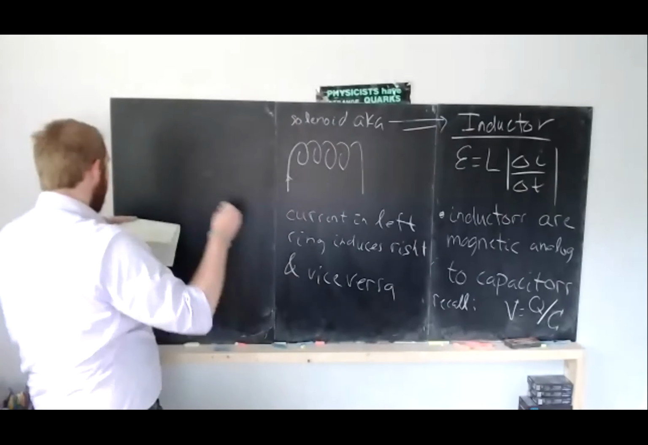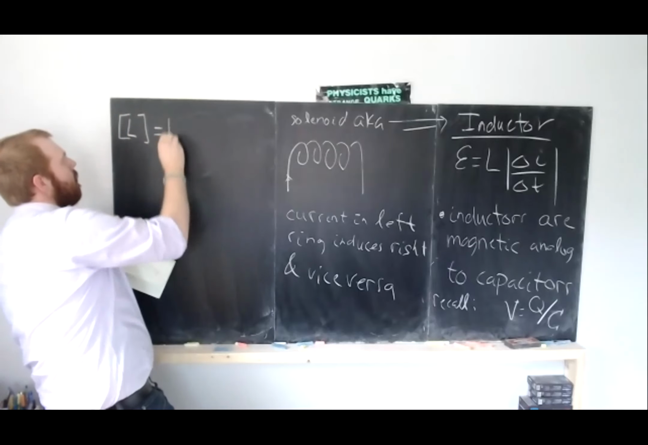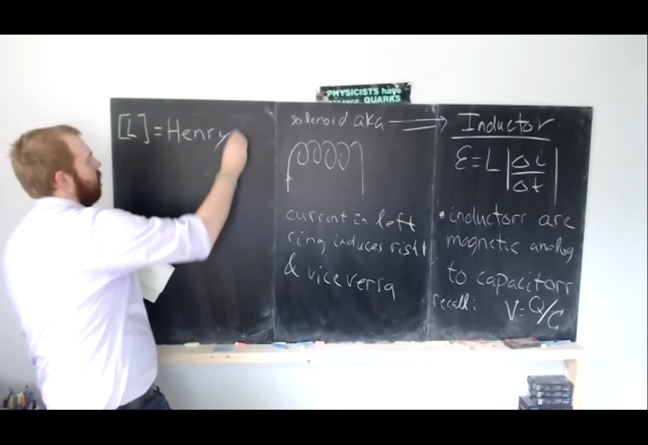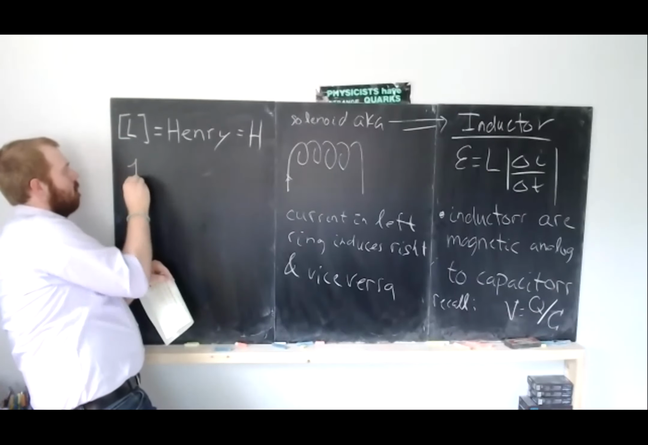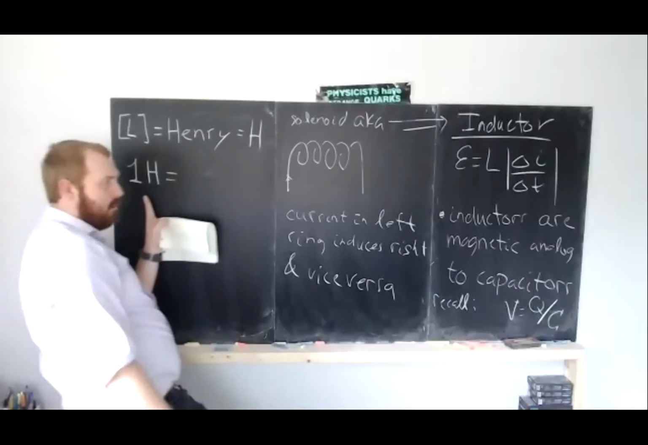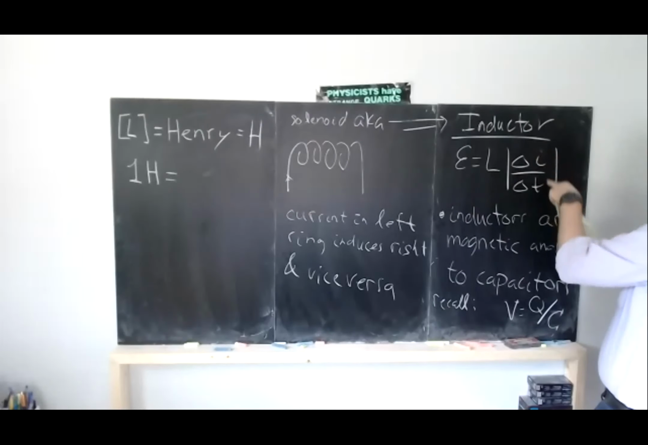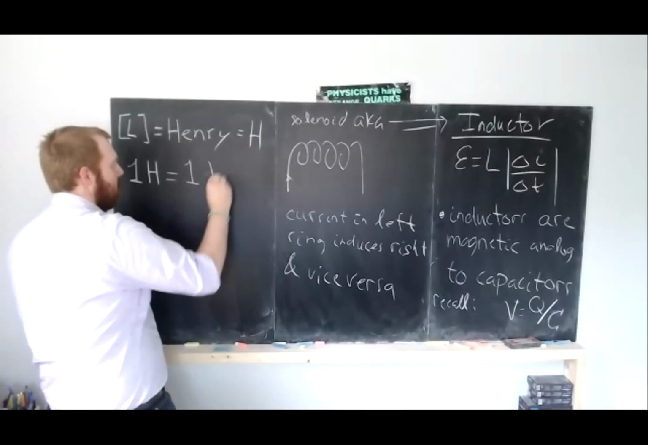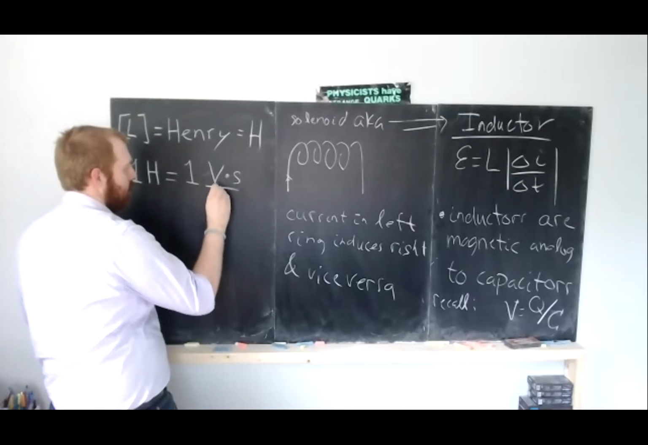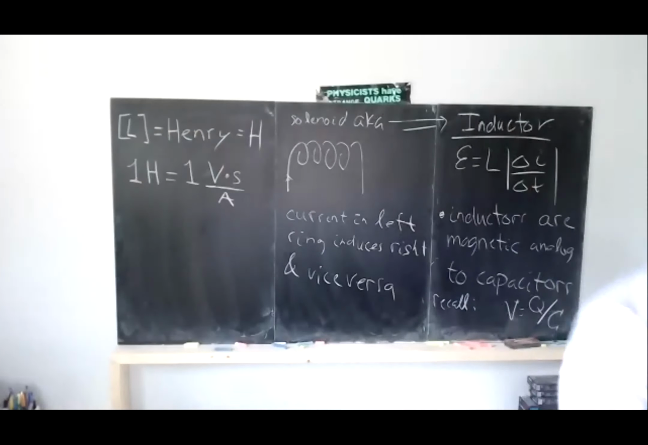All right, we have this new L quantity. So what are its units? L is measured in henries. That's an H, right? So 1 henry, voltage, henries, current, time. 1 henry is equal to 1 volt second per amp. A volt second per ampere is our units for inductors.